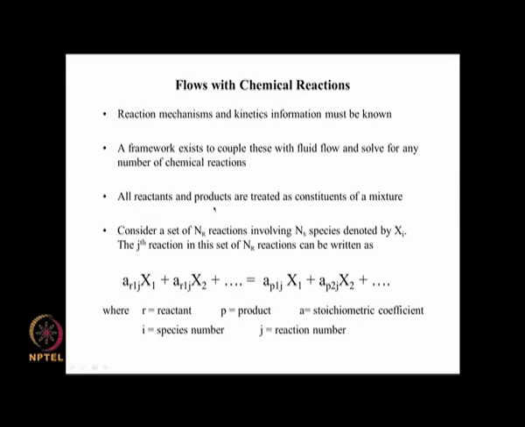So, all reactions and products are treated as constituents of a mixture, and consider a set of NR reactions involving NS species denoted by Xi here, and you have a stoichiometry of these. Each reaction scheme within the set of reaction schemes is specified here. For example, you have species 1 and species 2, and all these species are participating with these stoichiometric coefficients in this reaction 1.